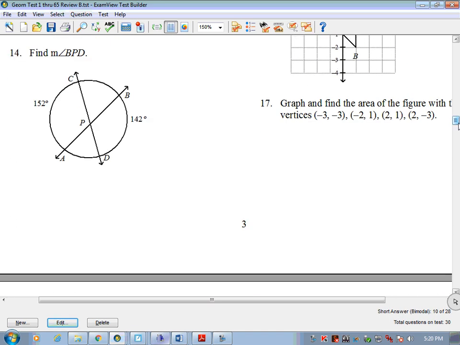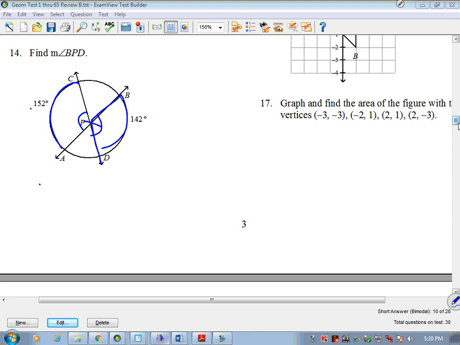Question number 14 comes from lesson 64, angles interior to circles. If I'm looking for the measure of BPD, that means I'm looking for this guy right here. I find that by taking these intercepted arcs, because these two angles are going to be the same because they're vertical angles.